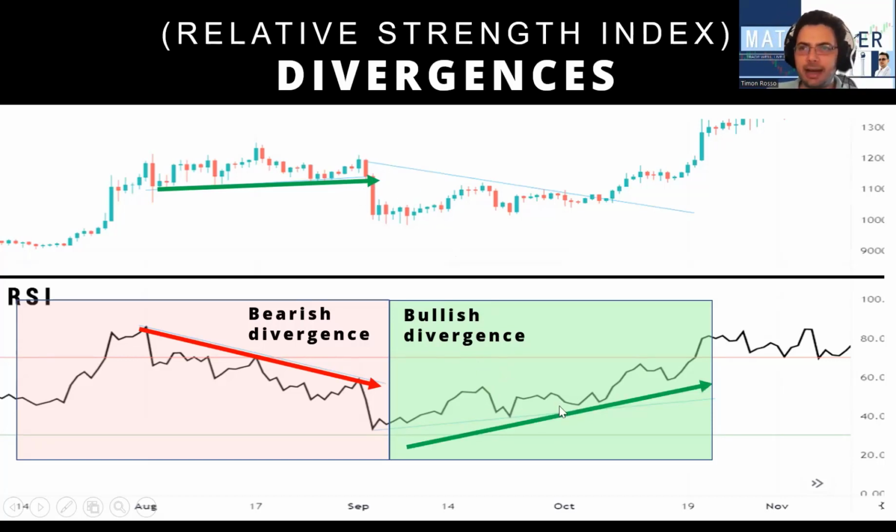The RSI in this case formed a bullish divergence, and a bullish divergence is where it started forming higher low prices. Okay, so it formed higher low prices. Well, the market was making lower highs. Now this is known as a bullish divergence, where the price is coming down and the RSI momentum is going up. And this is an indication that the price is more likely to move up.